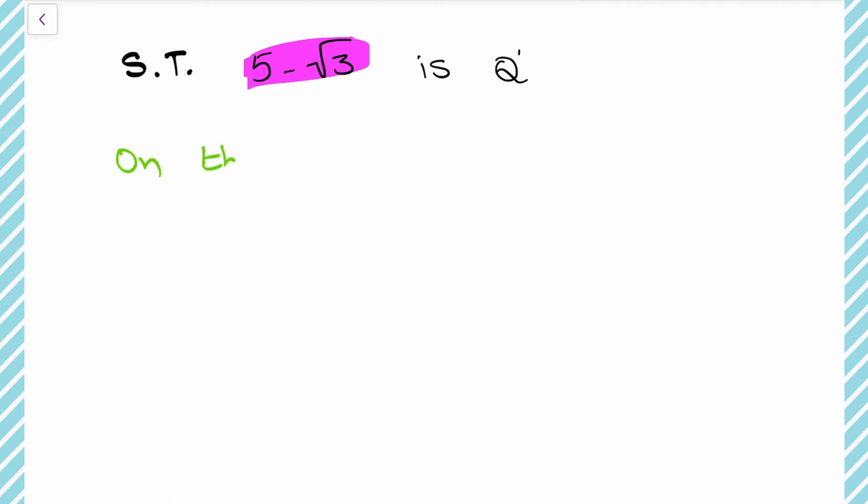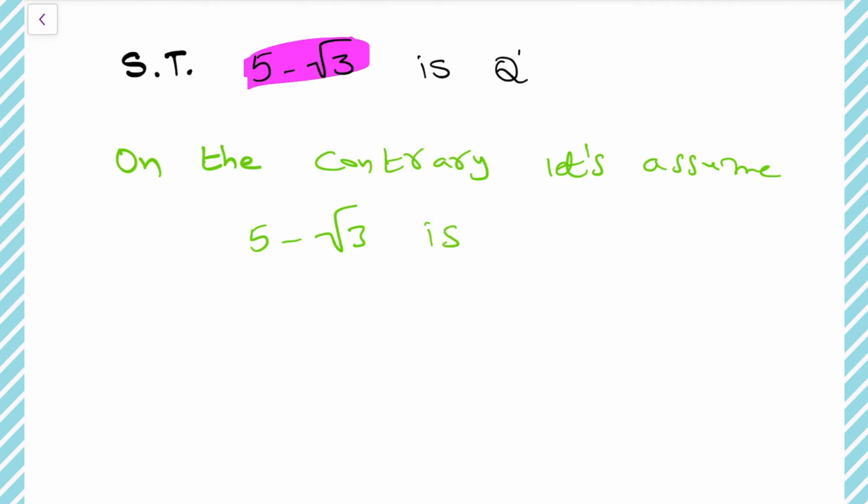On the contrary, let us assume 5 minus root 3 is rational. If this is a rational number, then definitely it will be in the form of p by q, right? So 5 minus root 3 equals p by q.